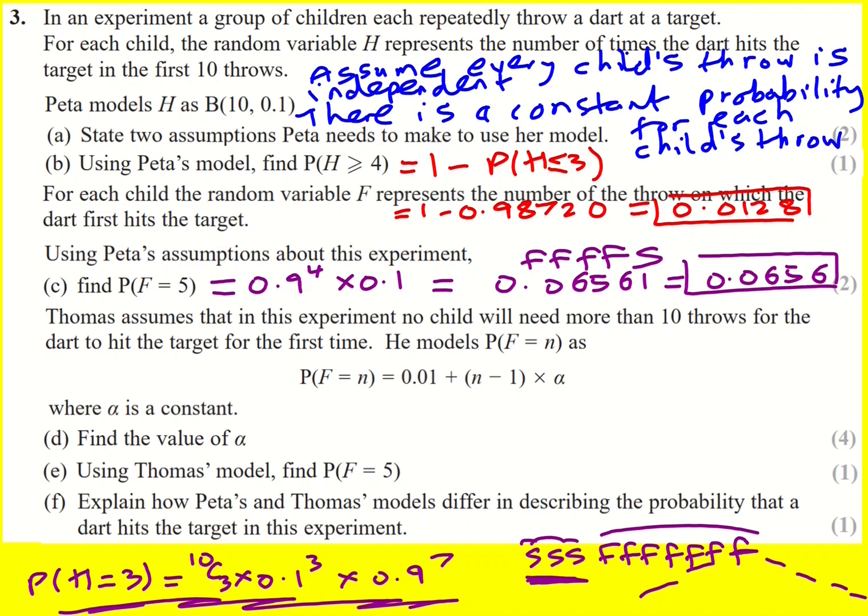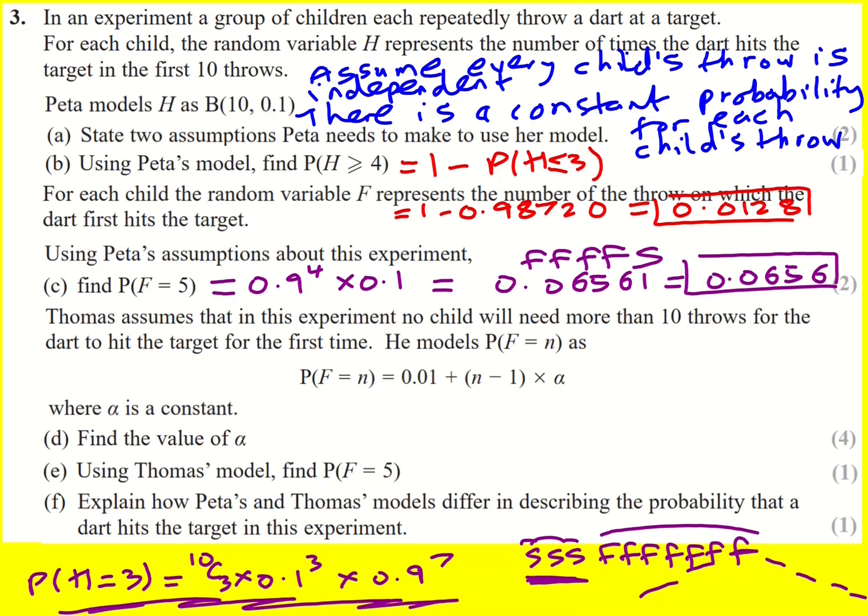Now, Thomas assumes that in this experiment, no child would need more than 10 throws for the dart to hit the target for the first time. Whereas in Peter's model above, you could have 10 failures and then a success, or even 20 failures and then a success. It'd be 0.9 to the 20 times 0.1. But Thomas is saying no more than 10. And he models the probability that f equals n as this. This is like scaling linearly because as n increases, the probability is going to increase.